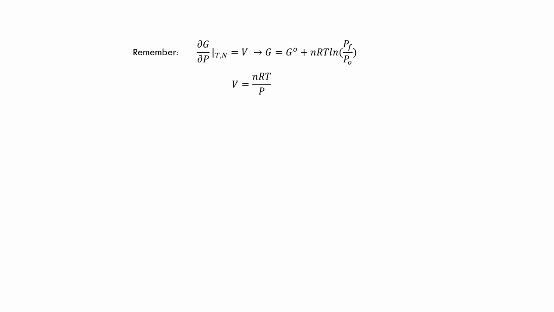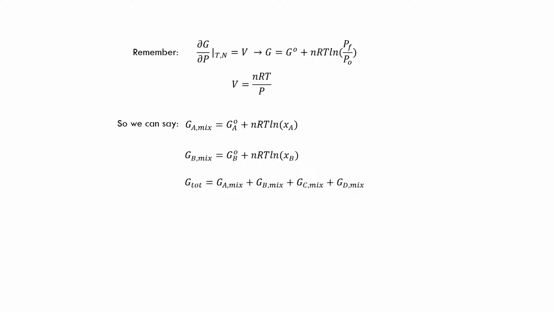So let's remember some equations that we've used before. Remember that delta G over delta P with respect to n and T is equal to V. So G is going to be equal to G naught plus nRT ln of P_f over P_0, which remember we can also substitute V in there and solve for the equation that way, which we did on our previous homework. And again, remember that V is equal to nRT over P. So using that, we can say that G sub A of the mixture is equal to G naught sub A plus nRT ln of chi A. And again, we can do that for B as well.